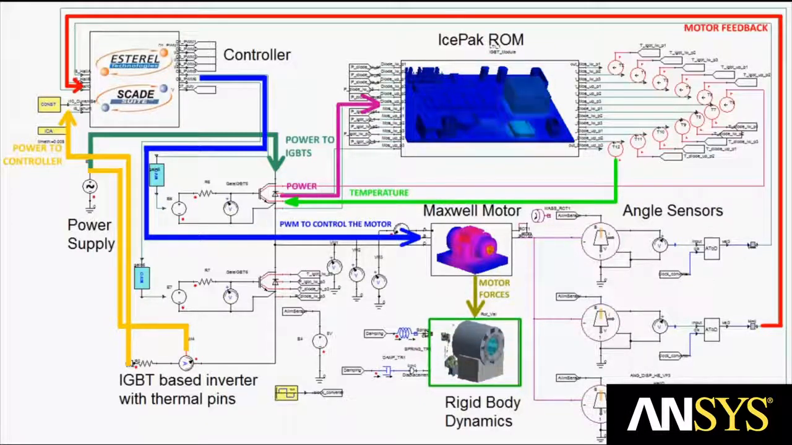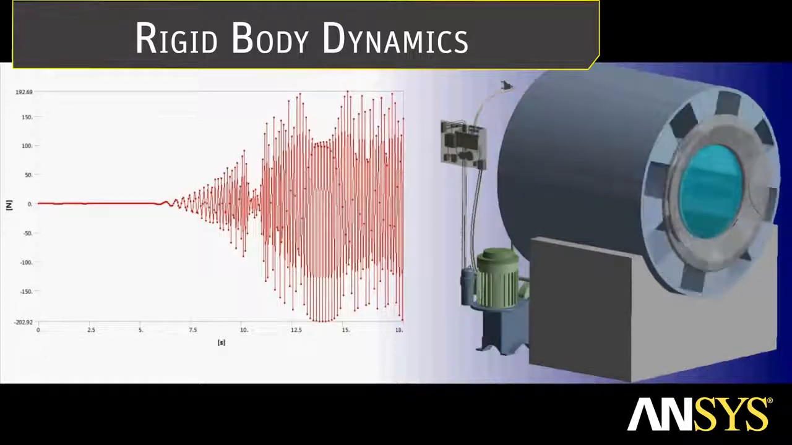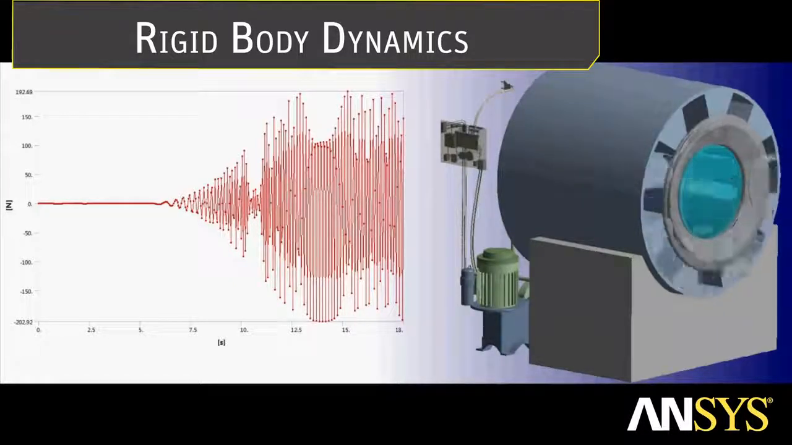Simplorer can now provide position, speed, and accelerations as input to the rigid body dynamics simulation of the 3D mechanics of the washing machine. Rigid body dynamics analysis predicts the stresses and transient behavior of the complex 3D structure encountered during washing machine operation based upon the input forces and torques from the electric motor.